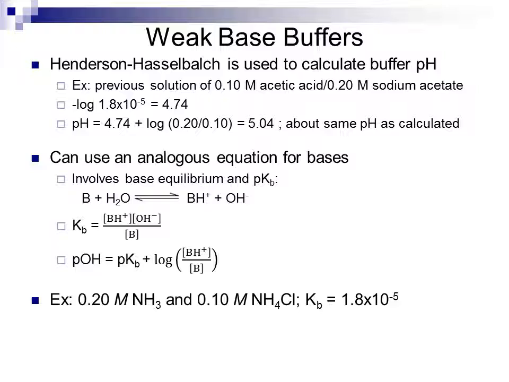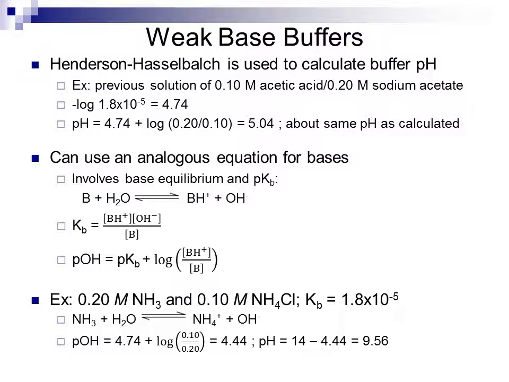So if I have a 0.2 molar ammonia solution and a 0.1 molar ammonium chloride solution combined, our equilibrium is like this. If we're looking for the pOH, it would be the pKb. If the Kb is the same as acetic acid, its pKb is 4.74, plus the log of the ionized species, 0.1, over the base, 0.2. Adding that together would give us 4.44 as our pOH. The pH then would be 14 minus the pOH, or 9.56.